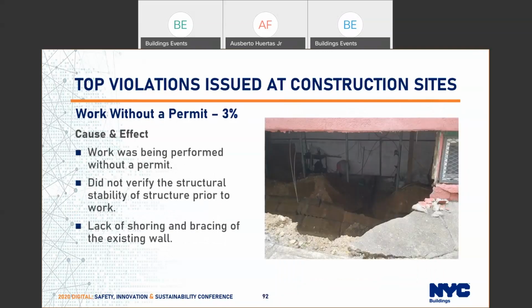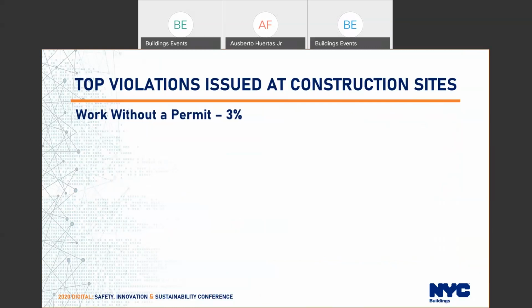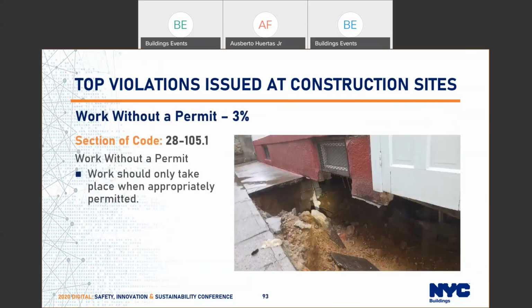This house and the two houses adjacent to it had to be vacated due to potential collapse, due to the removal of the unapproved structural supports while renovating. They did not verify the structural stability of the structure prior to work. There was also a lack of shoring and bracing of the existing wall. A violation was issued under work without a permit. This violation will be issued when work takes place without a permit and/or when unapproved additional work is occurring.